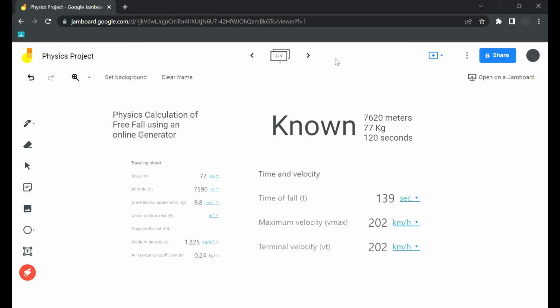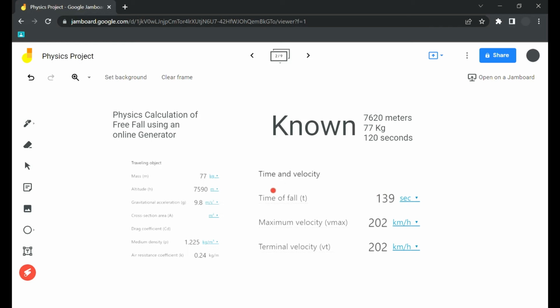I have used a free generator for this free fall because the calculation for free fall with air resistance is a bit tricky, so I need the help of a generator. I input the mass, which is 77 kilograms, and an altitude of 7,590 meters. Please note that the 30 meters have gone to the time of parachute, which is 30 meters above ground. The gravitational acceleration is 9.8 meters per second squared, and this is the air resistance coefficient. From the generator, I got these results.